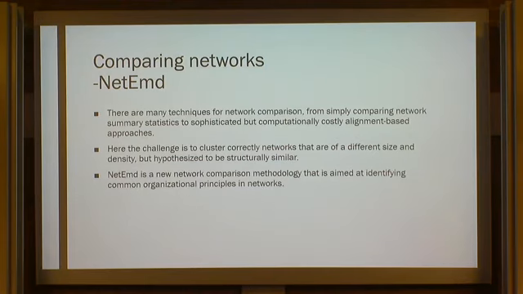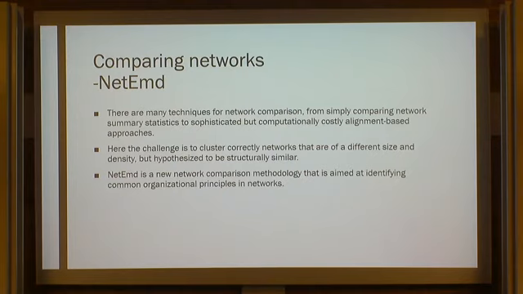So I'm going to talk a little bit about a measure which we call net EMD. There are lots and lots of ways out there of comparing networks. There are summary statistics, so people would just say, does it have the same number of nodes? That is quite often used within the set of summary statistics. And there are really sophisticated, computationally costly alignment-based approaches where you try to identify whether two nodes from two different networks are identical or should be mapped to each other, but that's computationally very costly.